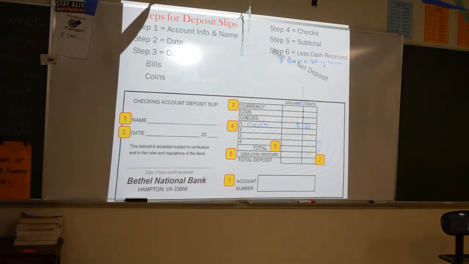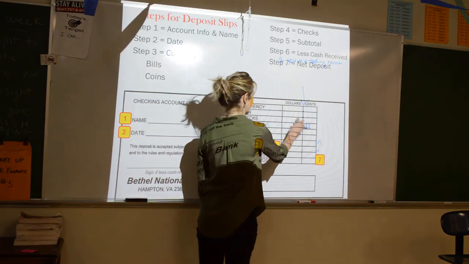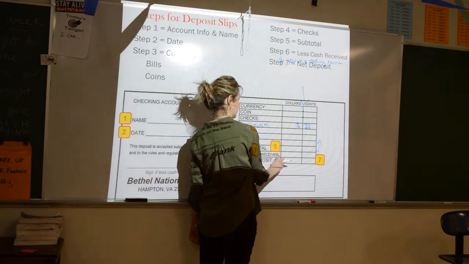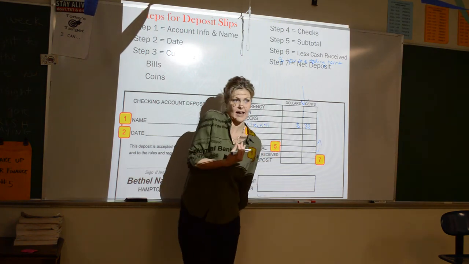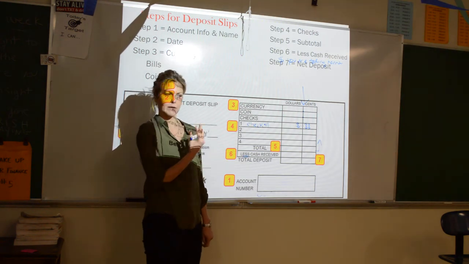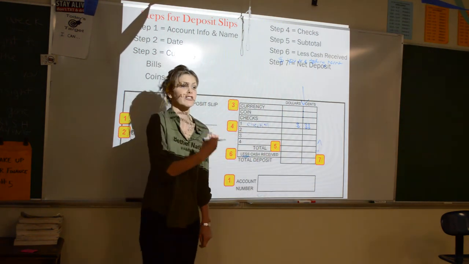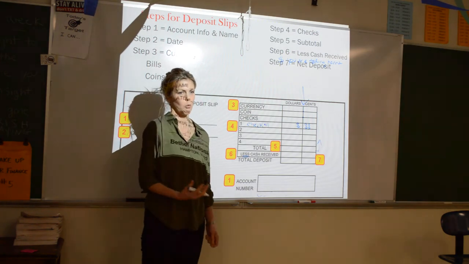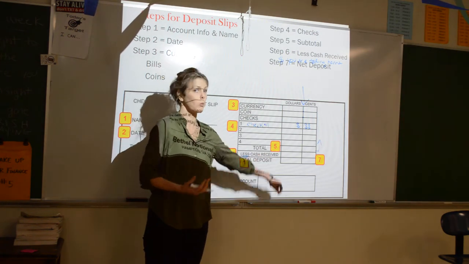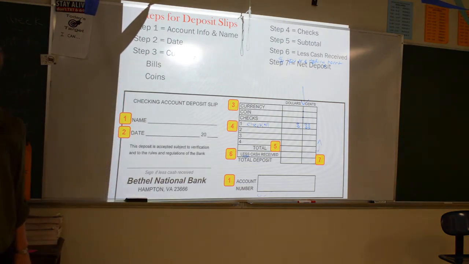Number seven. Of course, you're going to subtract. If you have money here, checks here, you're going to subtract any less cash received, hence the name, less, which means minus, any money you're taking home. And that will leave the remaining amount, which is your net deposit. Your total deposit will be what you are depositing to your account, okay? That's all net deposit is.